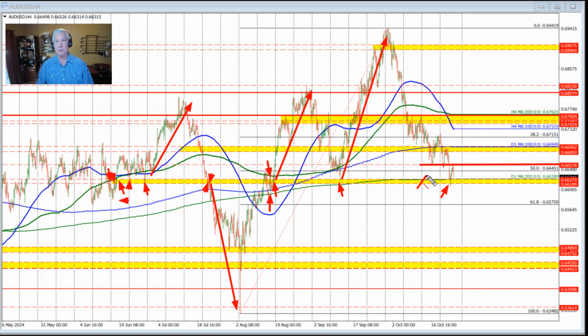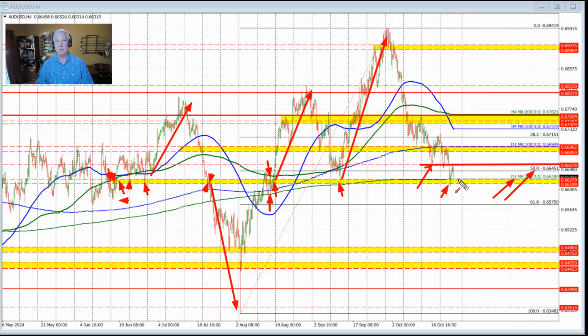I think the price moved up to 0.6660. So just above that level, but could not sustain the momentum and has rotated back to the downside. We are back below the 50% midpoint at 0.6645. We're now moving down toward the 200-day moving average at 0.6628.